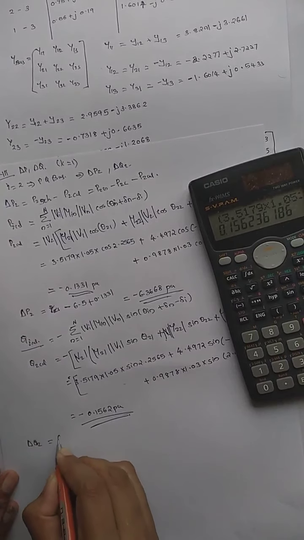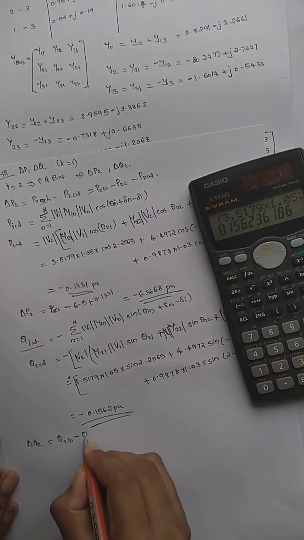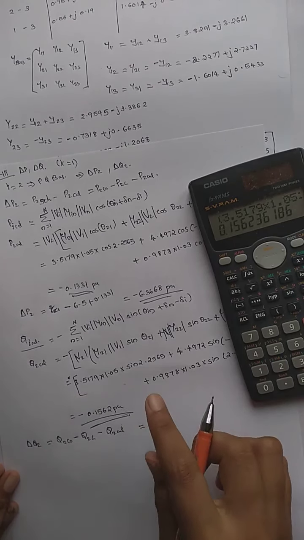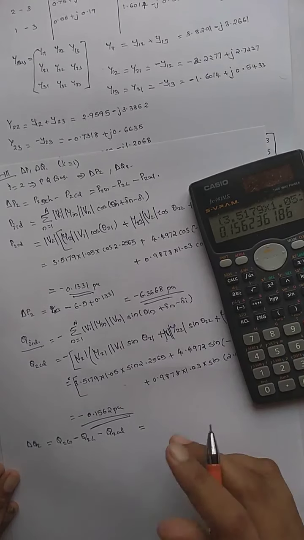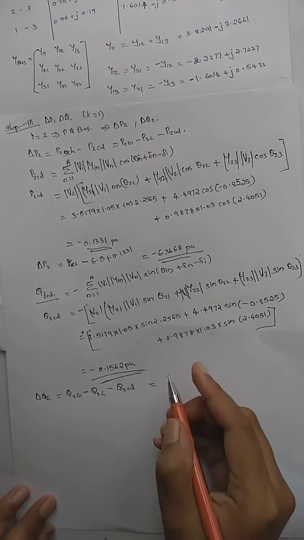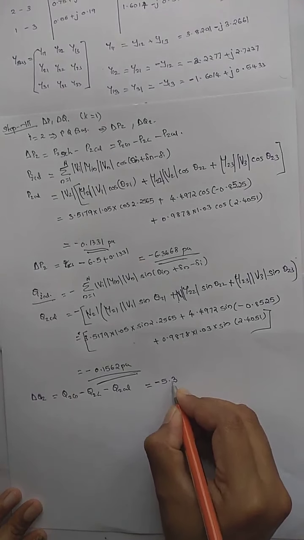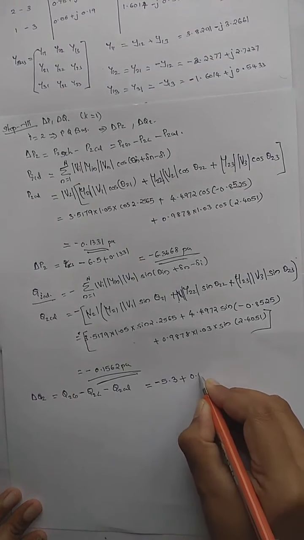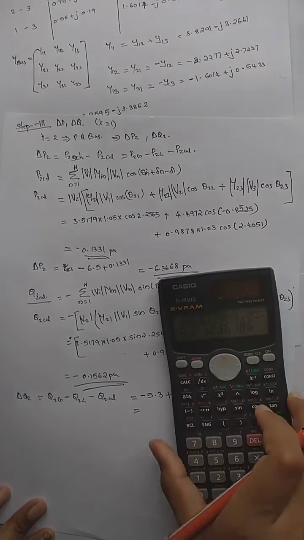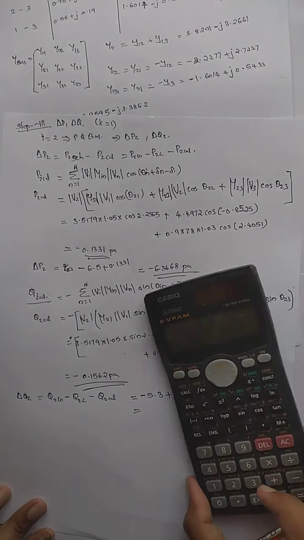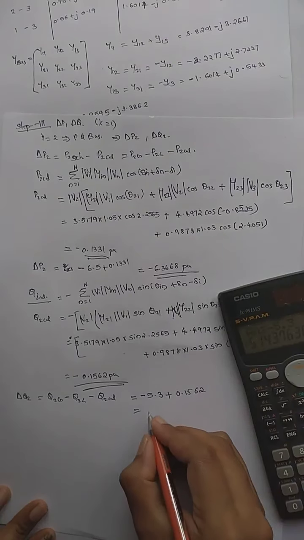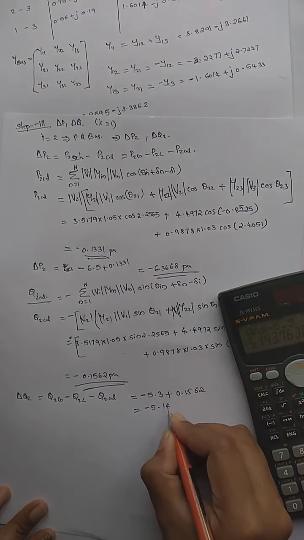Next I have to find out my delta Q2. Delta Q2 is equal to Q2 scheduled, or Q2G minus Q2 load, minus Q2 calculated. What is Q2G? There is no Q generator, but the load is there. What is the load value? It is 5.3, isn't it? So that is minus 5.3 minus, minus is plus, 0.1562 per unit. So that is equal to, here it is minus 5.3. What is the value? That is minus 5.1438, that is minus 5.14.